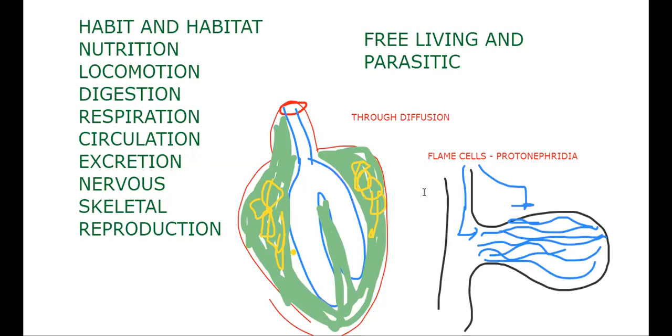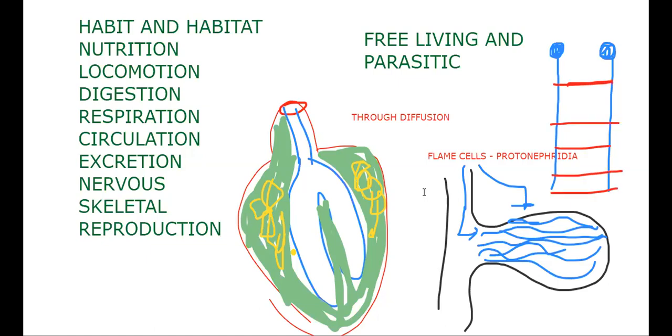Okay. Next, we need to discuss the nervous system. The ladder-like nervous system is present here: lateral longitudinal nerve cords, which are connected by transverse nerve cords. So how does the nervous system look? It looks like a ladder-like nervous system. We can see it here.